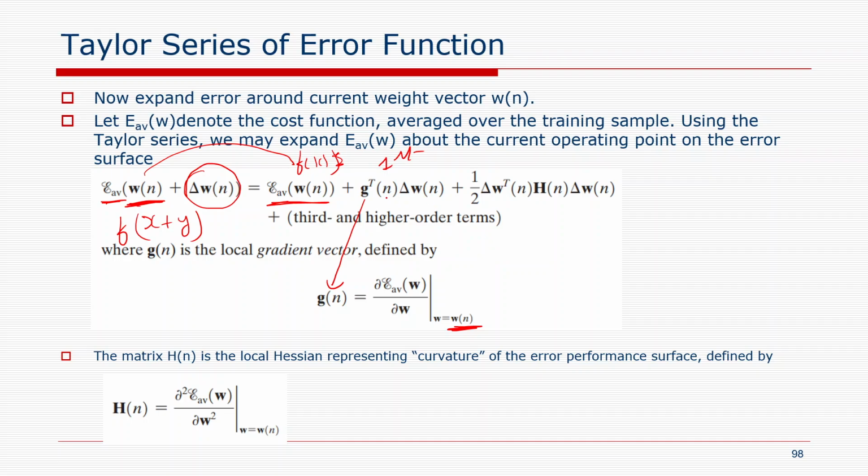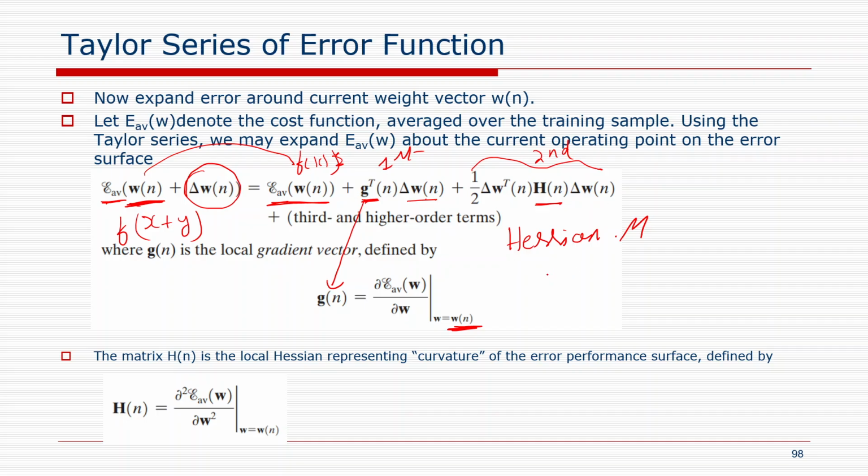In the Taylor series, if there is more than one term, this becomes a transpose. This is a derivative, but it becomes a transpose because it has to be multiplied with a vector once again, that is delta W of n. And the next term is a second order derivative, which will be indicated by the Hessian matrix, because we have seen that one.